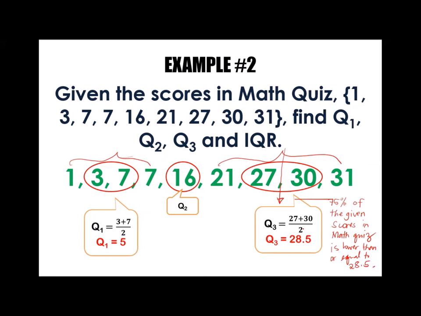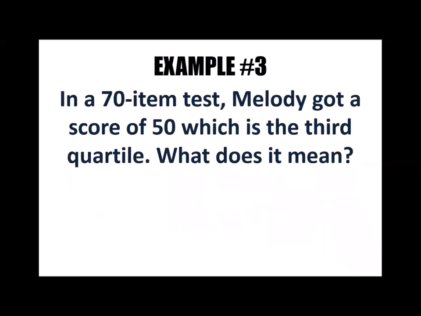Okay? Now, let's now have the IQR. So, IQR again is Q sub 3 minus Q sub 1. So, pagka tama ang solve, tama rin na makuha natin sa IQR. Our Q sub 3 is 28.5 and our Q sub 1 is 5. Subtract mo lang, the answer there is 23.5. Okay? So, I hope everything is clear with you.